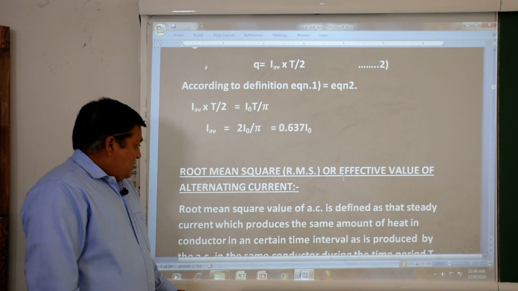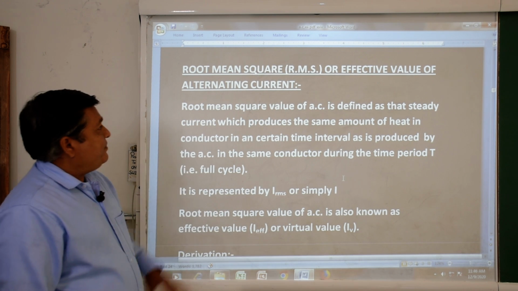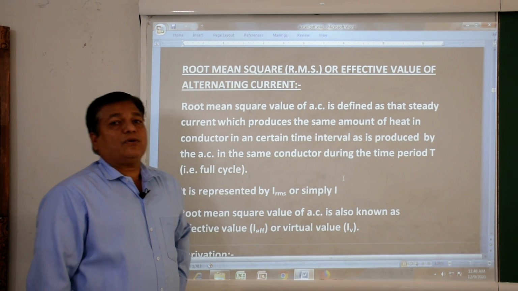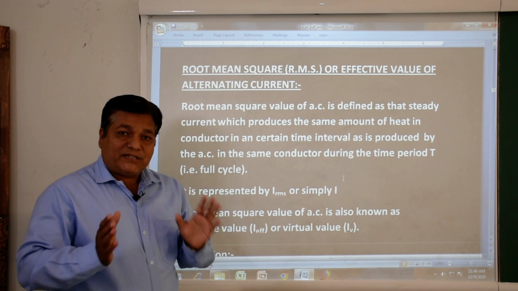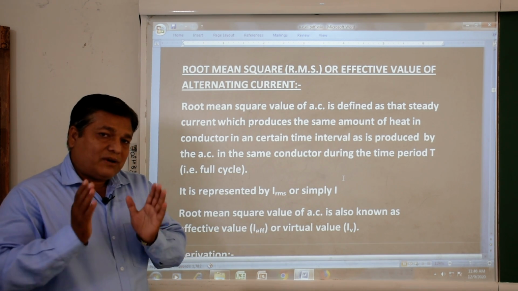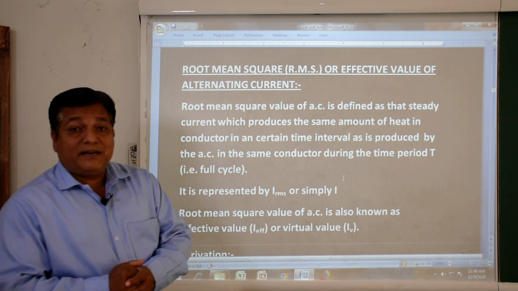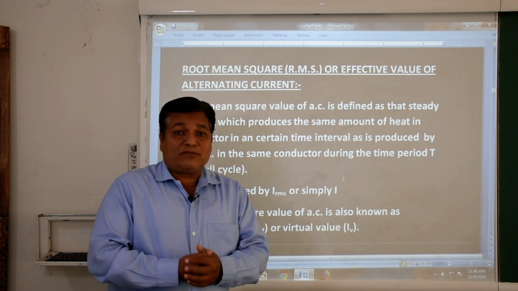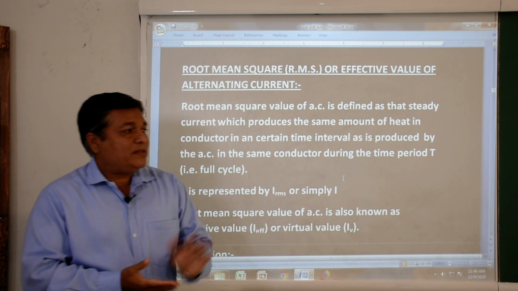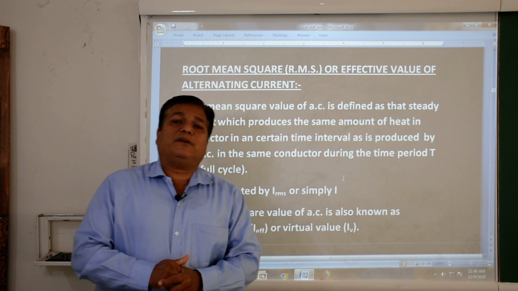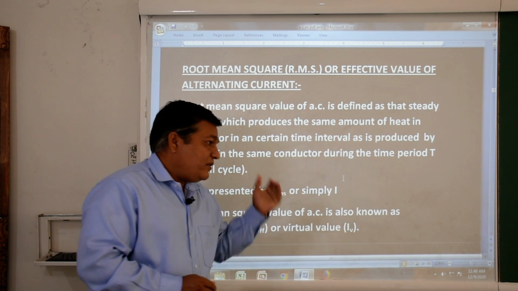Now, the next topic is root mean square value, RMS value, and this type of alternating current is also called the effective value of alternating current. It is also called the virtual value of alternating current. So, we can denote alternating current by three terms: RMS, root mean square value, effective value or virtual value. Let us go through that. We are going to derive the expression for the root mean square value of alternate current. How do we define that?